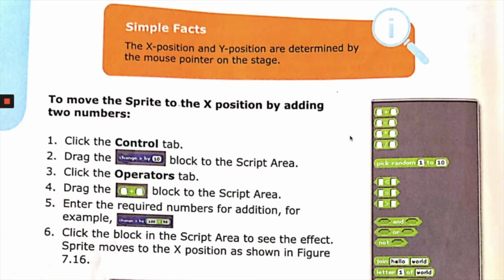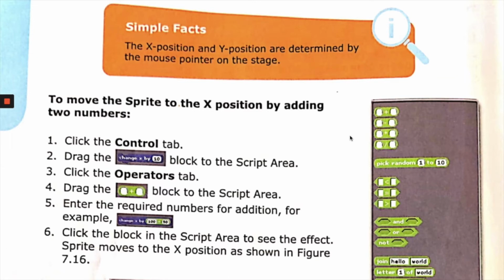Click the Operators tab. Drag the block that is given here to the script area. This block is basically used to enter 2 numbers into that area. Enter the required numbers for addition. For example, change X by 100 plus 50.